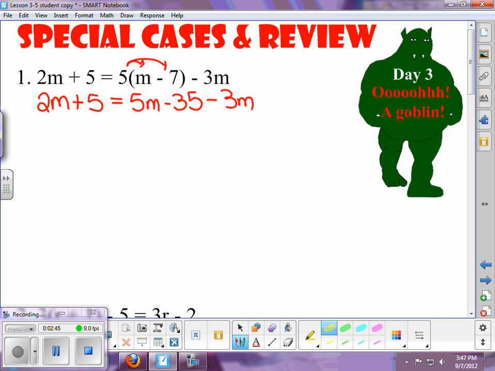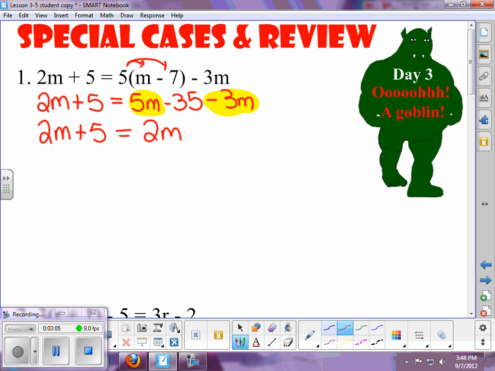Our next step is to combine like terms. On the left side, there are no like terms. However, on the right side, there are like terms. 5m minus 3m are like terms. So that gives us 2m plus 5 equals 5m minus 3m is 2m minus 35. Our next step is to move our variable. To move this 2m to the other side, I would need to subtract it.